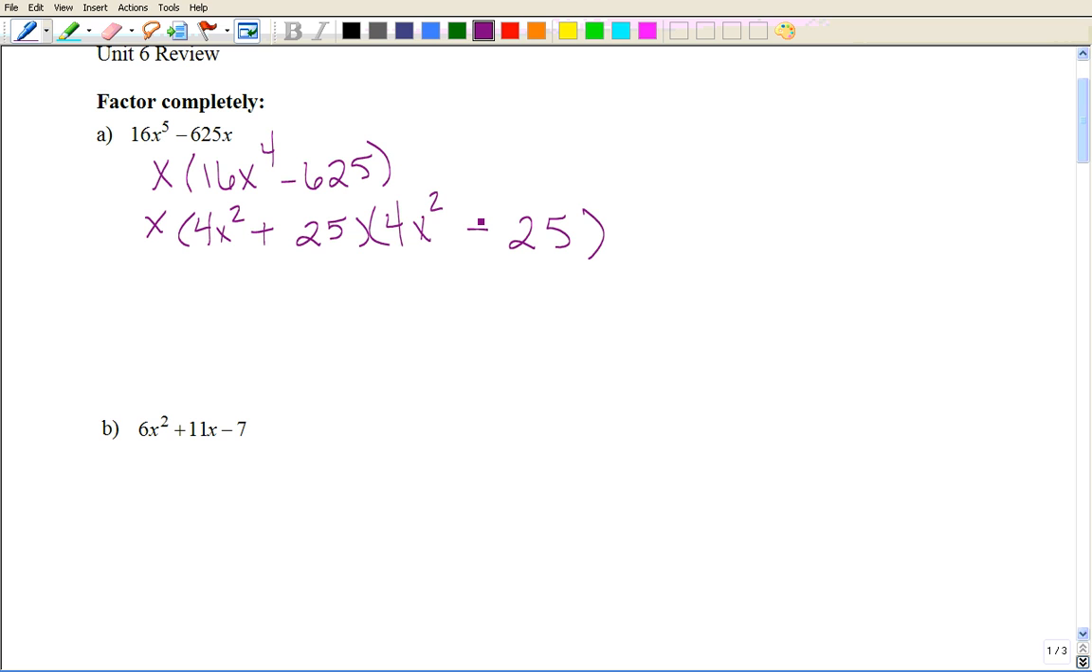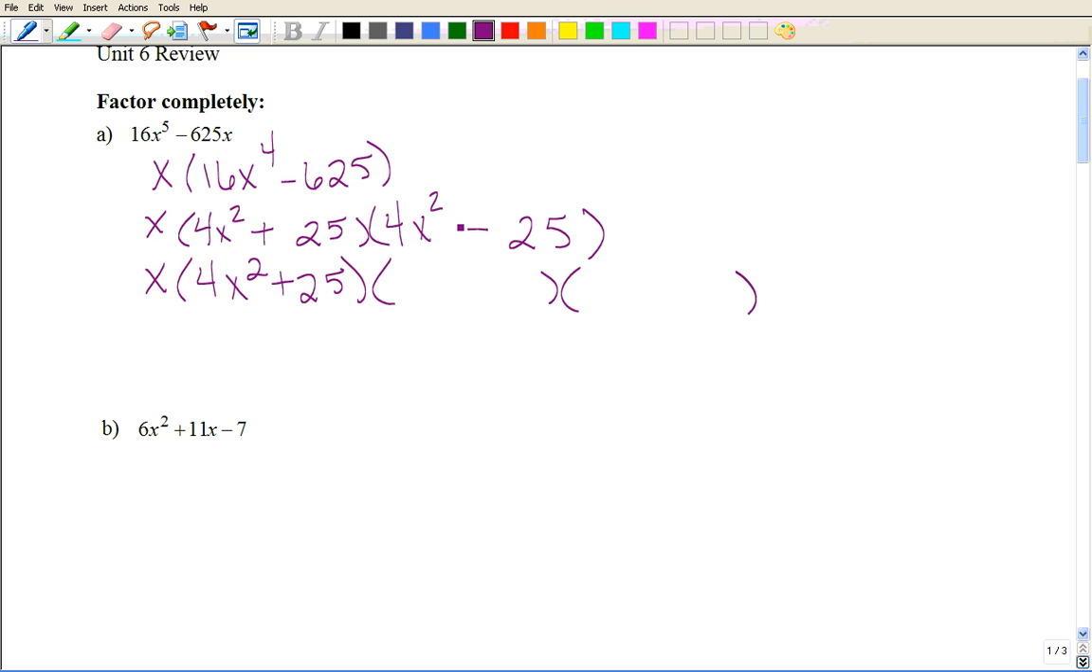But am I done? No, I'm not, because now this third term right here, this 4x squared minus 25, is another difference of perfect squares. So that must be factored as well, because we are factoring completely. So I'll leave the x in the front. I'll leave the 4x squared plus 25. And now this will be factored.